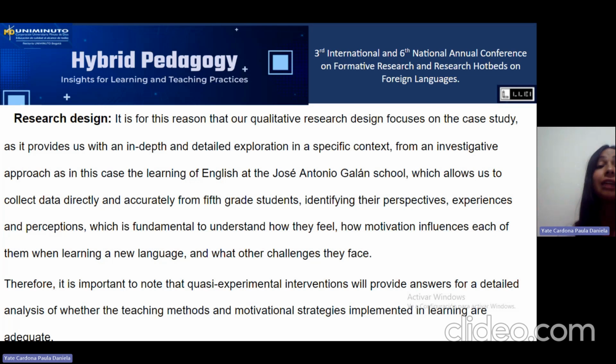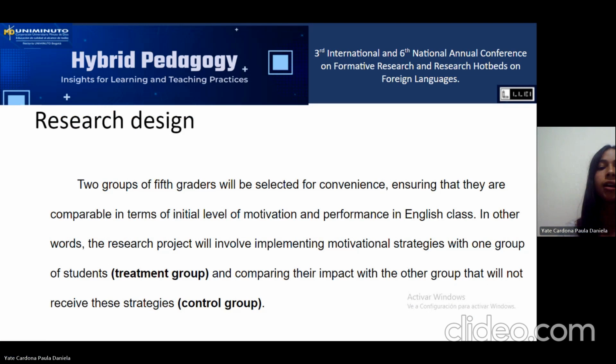A quasi-experimental intervention is important, providing detailed analysis of whether the teaching methods and motivational strategies implemented in learning are adequate. Okay, this is the research design. The research project will involve implementing motivational strategies with one group of students, which will be the treatment group, and comparing their impact with the other group that will not receive these strategies, which will be the control group.